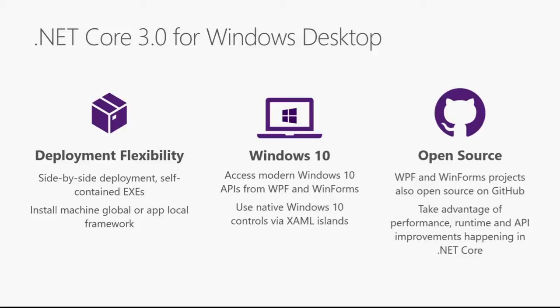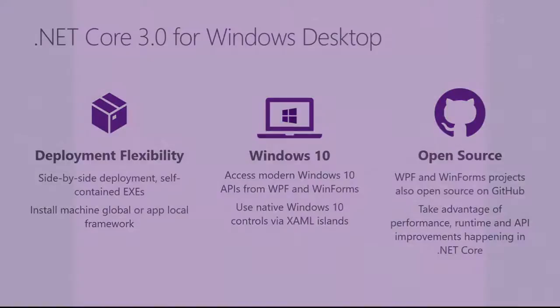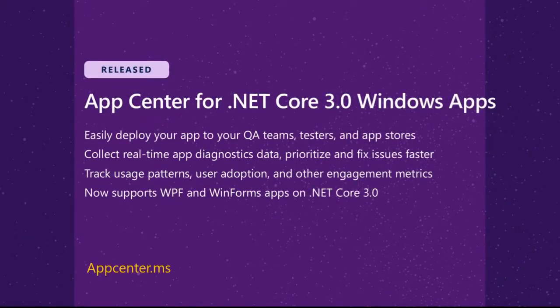We've made all of the Windows 10 APIs available to these applications as well, so you can call all the things. If you want to get Bluetooth or something like that, you can do that from a WinForms or WPF application. And then finally, because it's .NET Core, we do all of it open source, and so we've open sourced WinForms and WPF. Now, what I'm going to do next is talk about App Center.